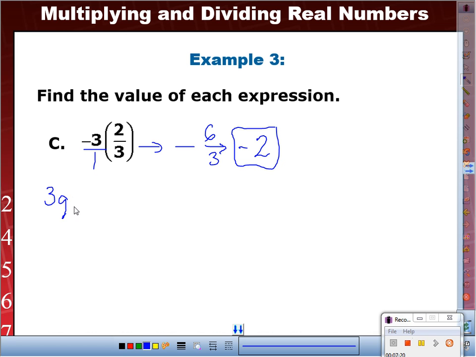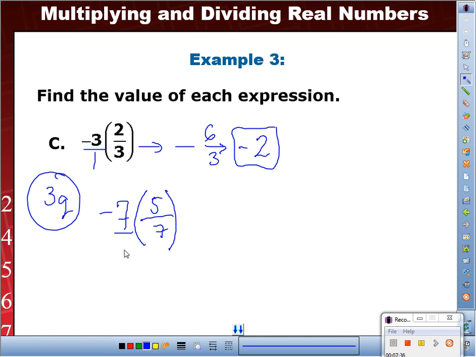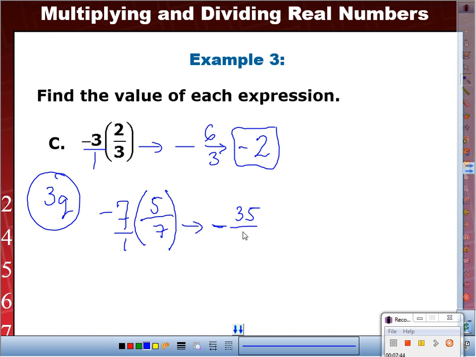Example 3Q. Negative 7 times 5 over 7. See what you get. Go. Correct. So once again, check this out. This is over 1. Identify if the result is a positive or negative. It's a negative. Compute. 7 times 5, that's 35. 1 times 7 is 7. And this is negative 5.